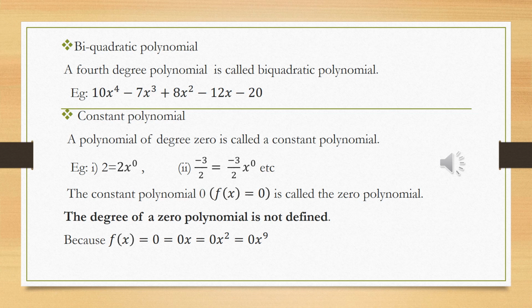The constant polynomial 0, that is f of x equal to 0, is called a zero polynomial. Only for 0 do we call it a zero polynomial, because we can write 0 as 0x or 0x square or 0x raised to 9, or 0 with any variable of any power. Therefore, the degree of a zero polynomial is not defined.